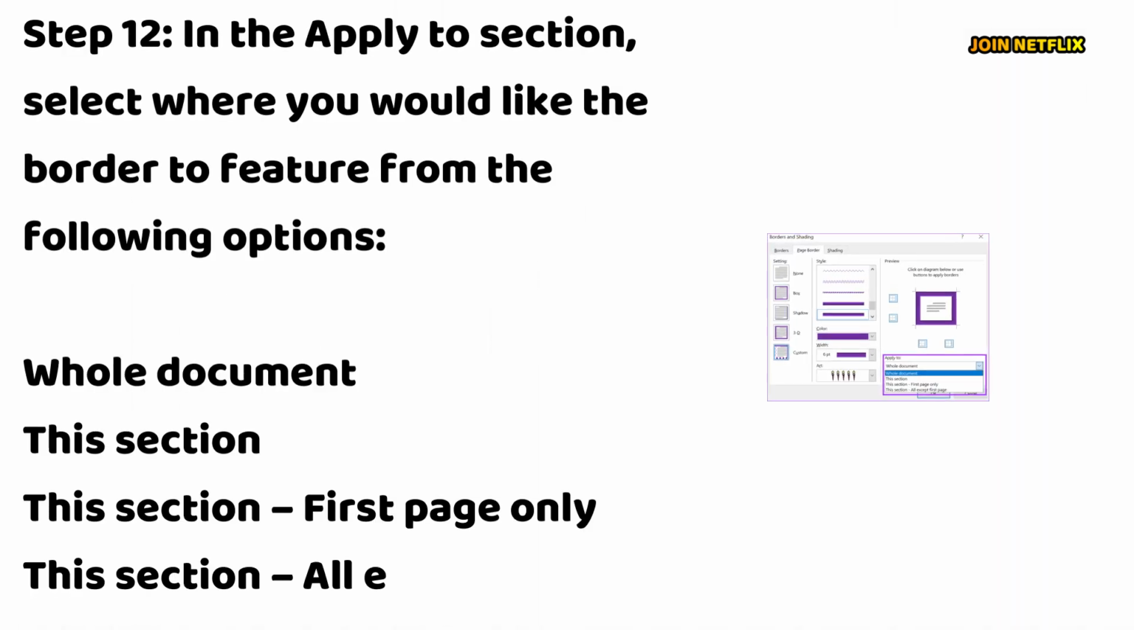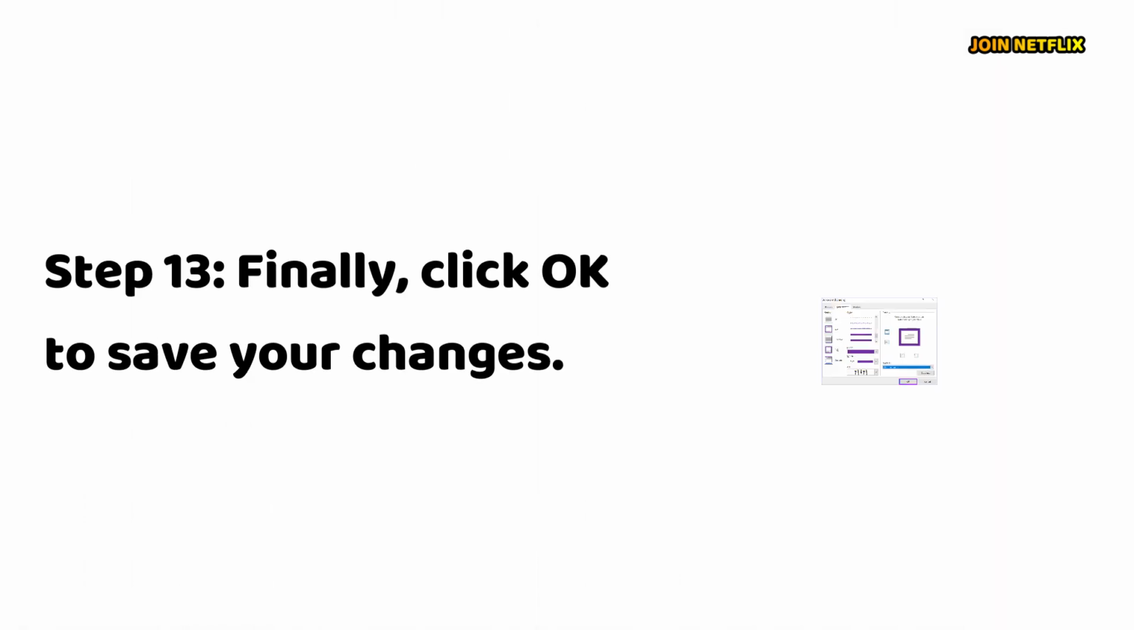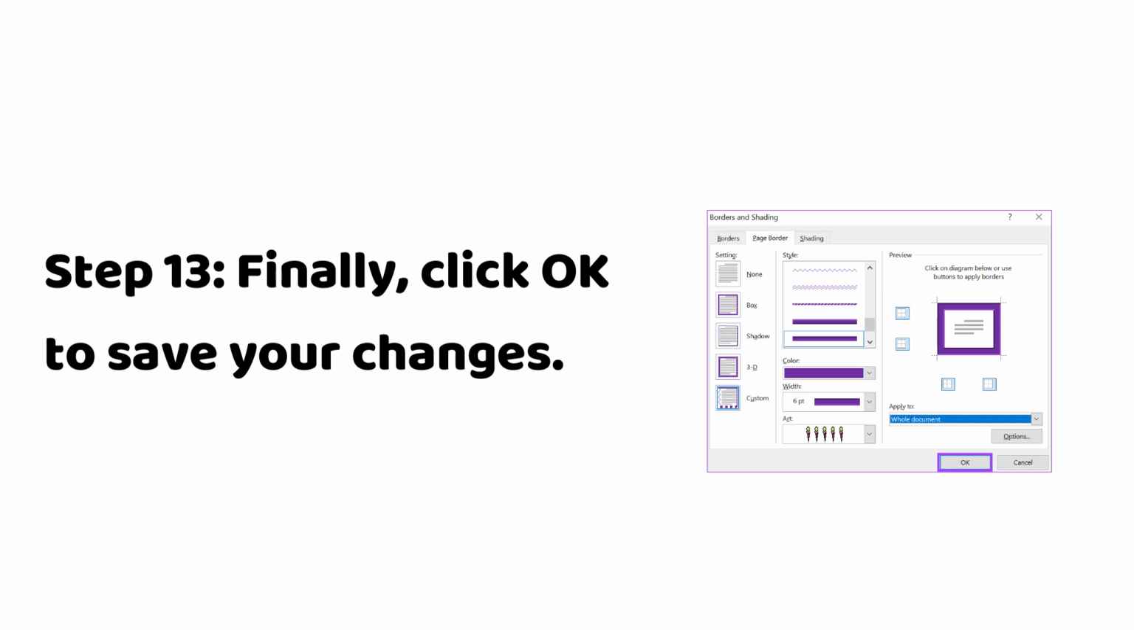Step 12. In the Apply to section, select where you would like the border to feature from the following options: Whole document, this section, first page only, this section, all except first page. Step 13. Finally, click OK to save your changes.